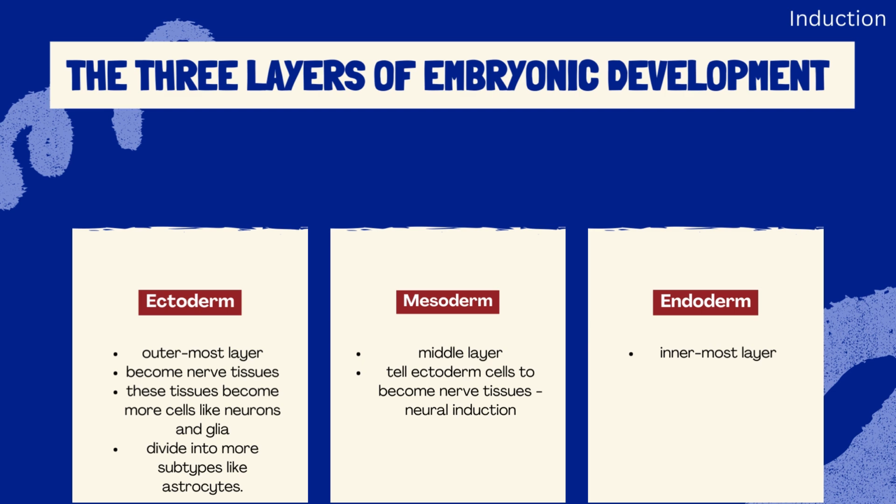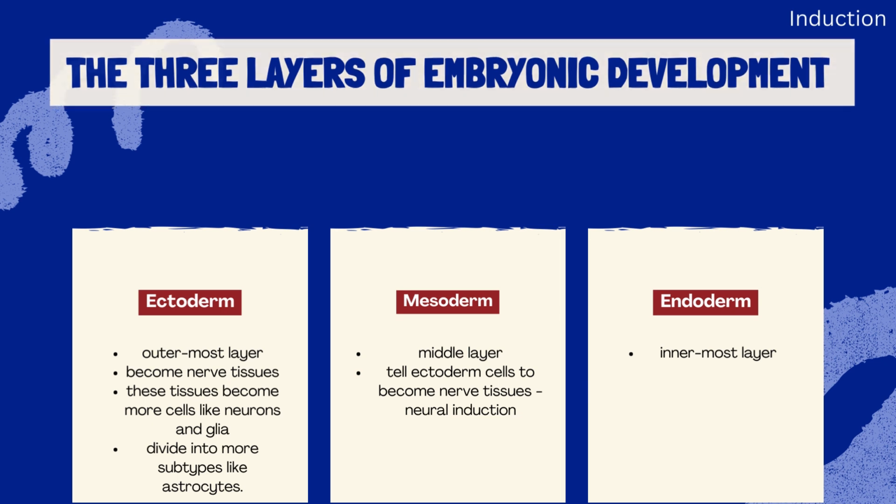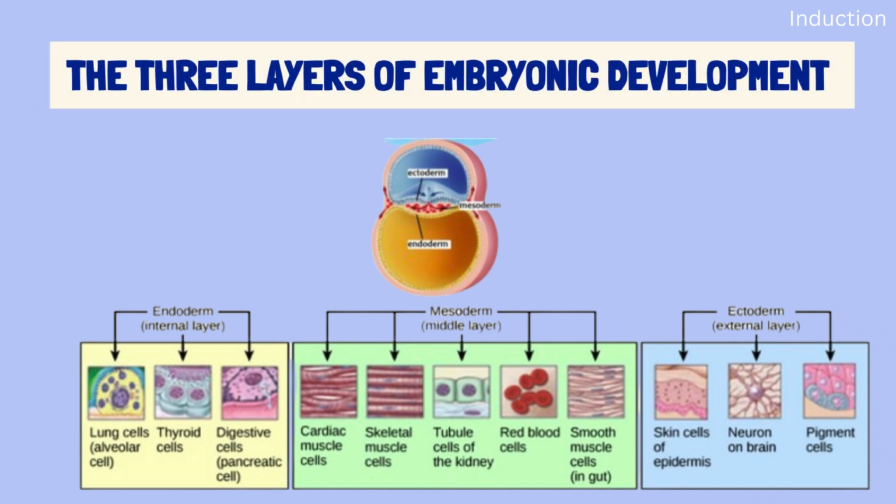Mesoderm is the middle layer, and these tell the ectoderm cells to become nerve tissues. This is called neural induction. Endoderm is the innermost layer. So here's a map of what each of these cells become.